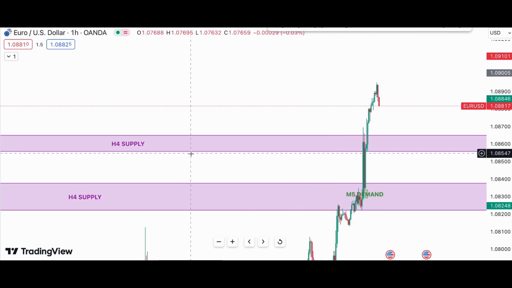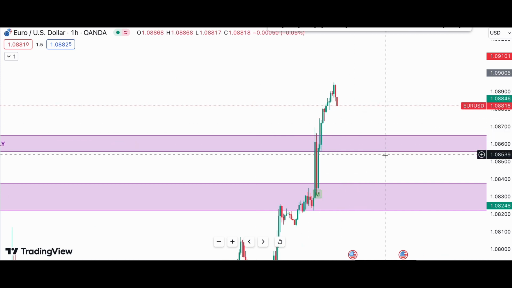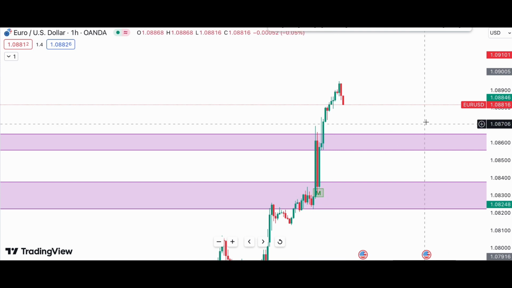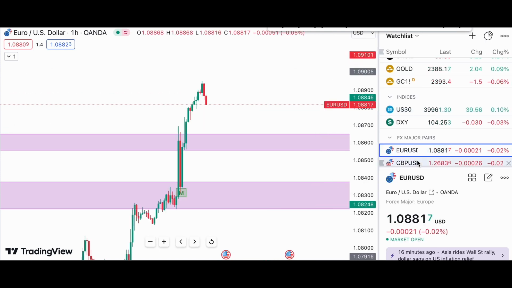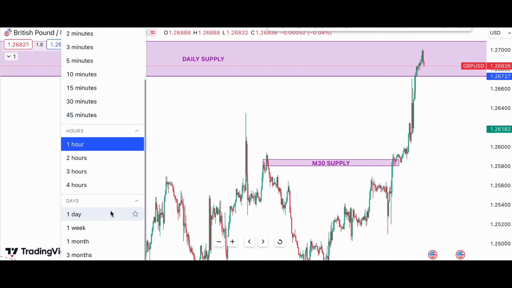Alright, we flip the zone. Supply becomes demand or demand becomes supply. So this is one of the secret methods that we can always use, no matter what pair. Right, so this is the EU. Right now we look for the GU.